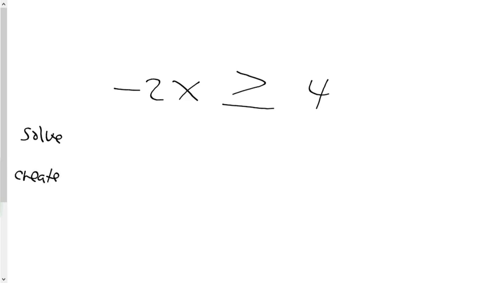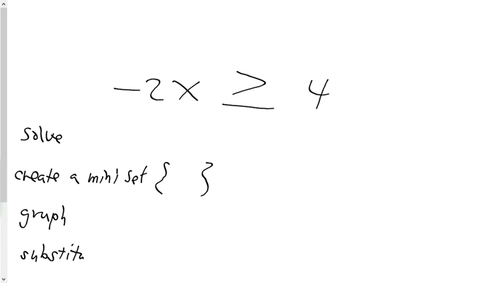If we take another example, let's just go with negative 2x is greater than or equal to 4. Okay, let's try and do that again. Let's try and solve. Let's create a mini set of numbers using those funky brackets. Graph it using a number line and substitute to ensure your value is indeed correct.